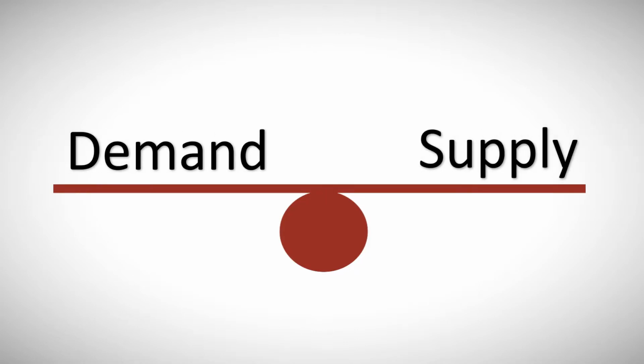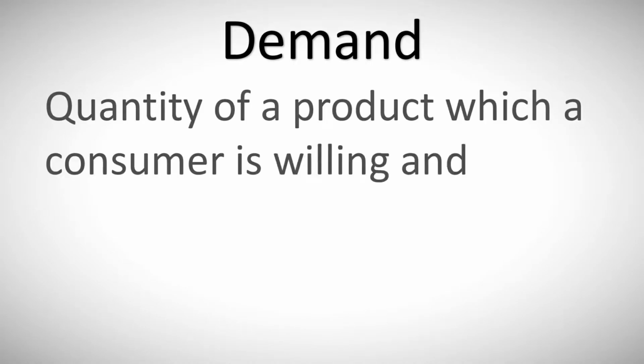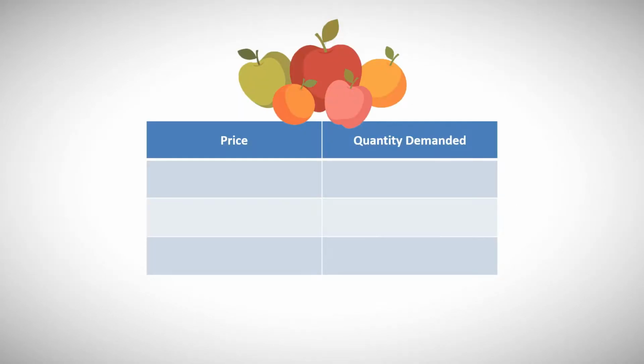In this unit, we are going to study demand and supply. Let's start with demand. Demand is the quantity of a product which a consumer is willing and has the ability to purchase at a given price. Demand has a strong relationship with price.